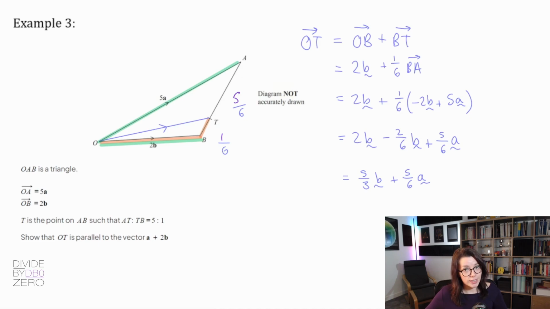Now we're at this point where we can't really simplify anymore, so let's look at the question again. Can we show that this is parallel to the vector A plus 2B? To do that, if we can factor out a number and then show that the vector A plus 2B is left in brackets, that will do the job. So I think we should pull out 5/6, and if we do that, we'll be left with A plus 2B inside the brackets. And this is enough to show that it's parallel.